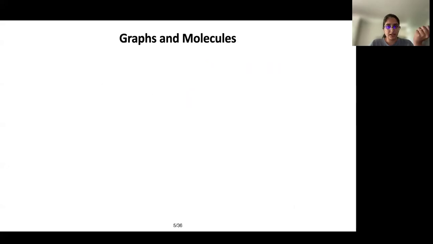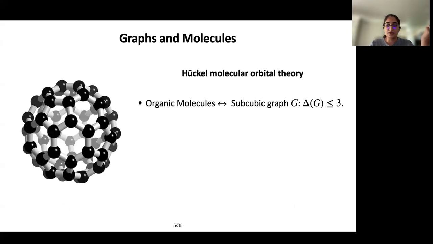And surprisingly, it came from chemistry, so the connection between graphs and molecules, which you might have seen in your high school chemistry. So the origin of this problem comes from somebody relating Huckel molecular orbital theory to the subcubic graphs, that is, graphs with largest degree 3, where every organic molecule, those are carbon molecules, their skeleton can be thought of as these subcubic graphs.